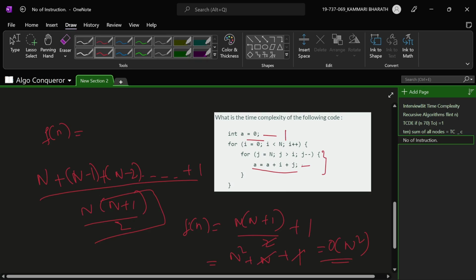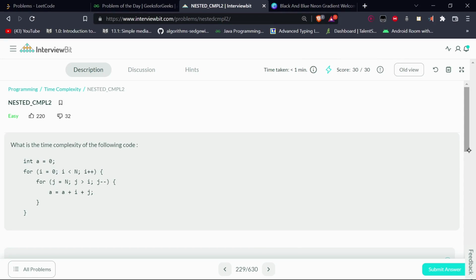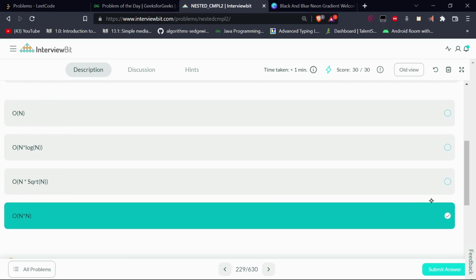And we are not utilizing any space except the variables. We are not creating anything. So this is O of one space. O of n square time and O of one space. I hope you got it. Let's go to the next problem. This is O of n square time.